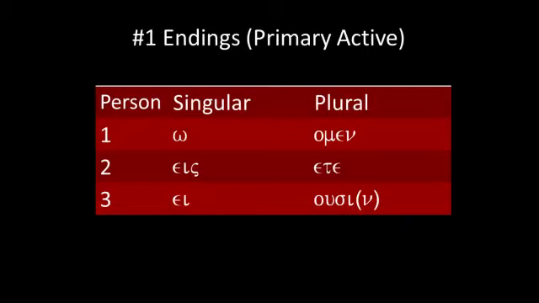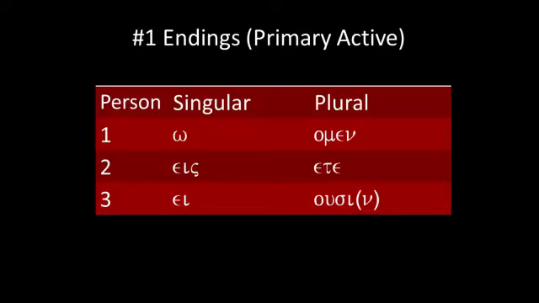We'll call these the number one endings. You'll also see them called the primary active endings. I call them number one just for simplicity. So these endings are o, eis, ei, omen, ete, ousi, with a movable nu. So you practice them right now too. Anytime we do a chart like this, you will learn it better if you say it out loud and if you write it. So let's practice.